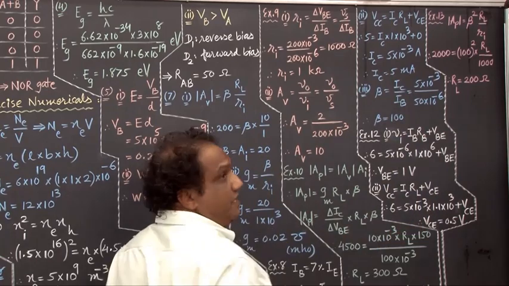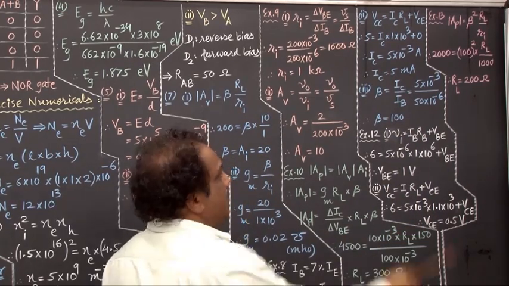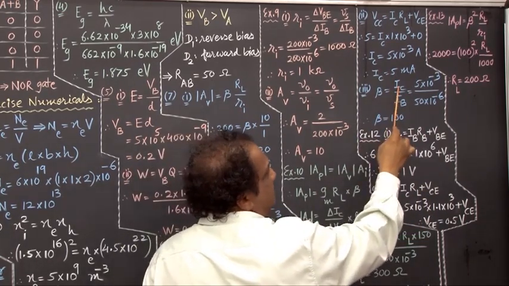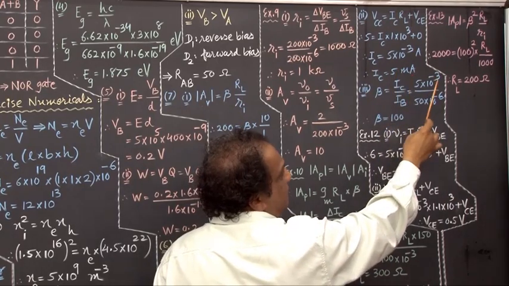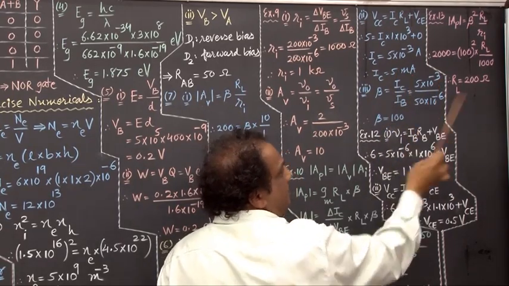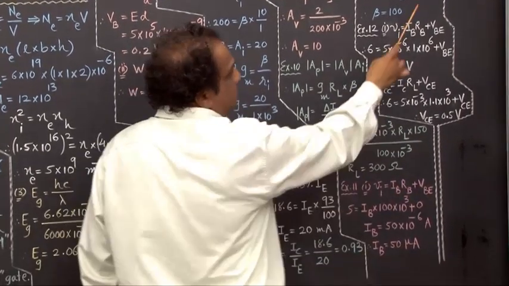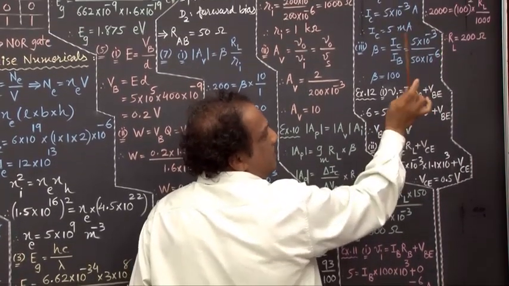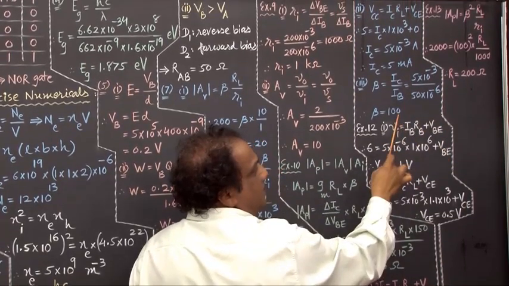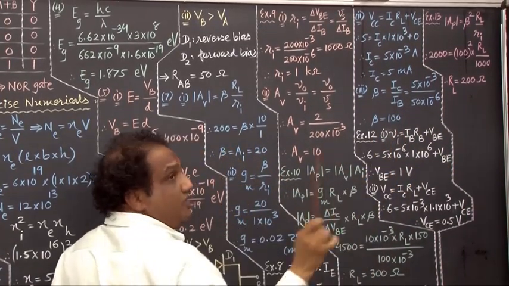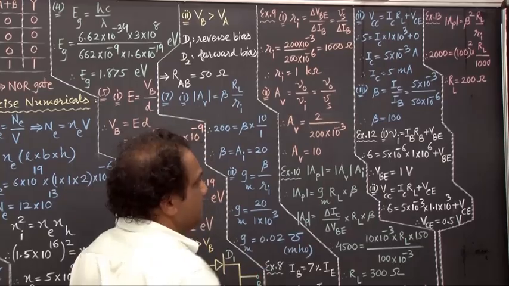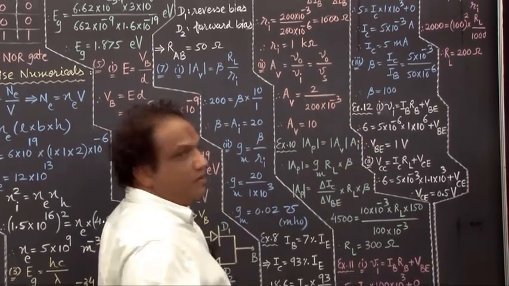What about current gain in case of common emitter mode? It is IC upon IB. IC is 5 milliampere converted into ampere by multiplying 10 raised to minus 3. IB is the base current. That base current is 50 microampere converted into ampere by multiplying 10 raised to minus 6. Simplify, answer is 100. Any sort of gain is always unitless. Okay. Now kindly read the statement of number 12.